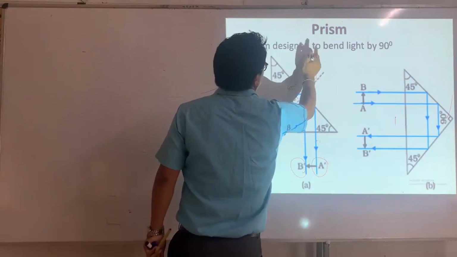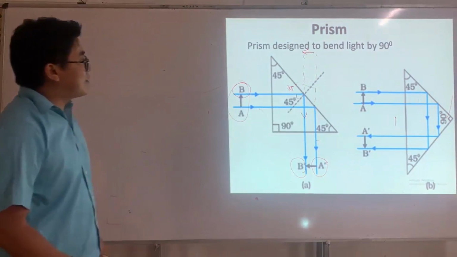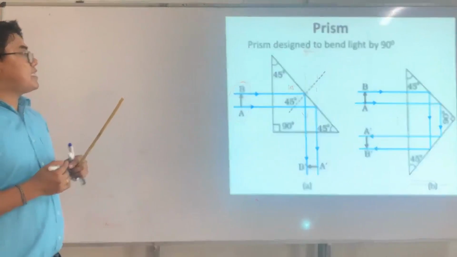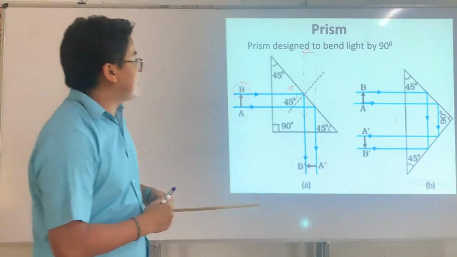So therefore, it is going to be inverted. Same size, inverted. This is what you are going to see. You can perform this activity in a class also when you return, right?